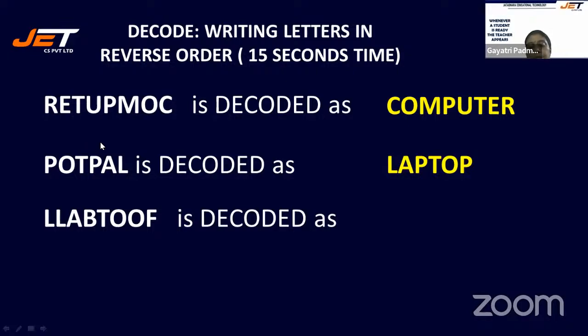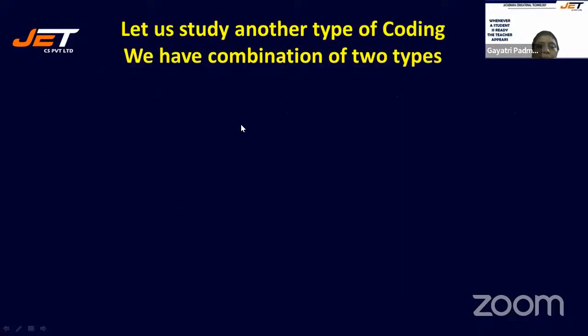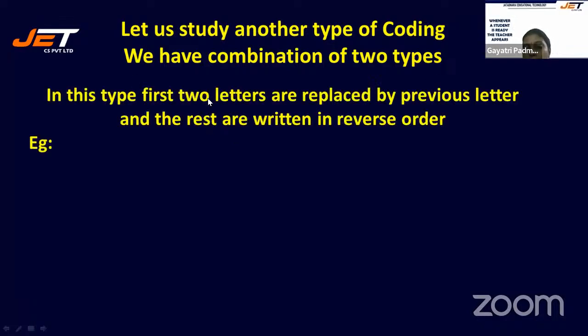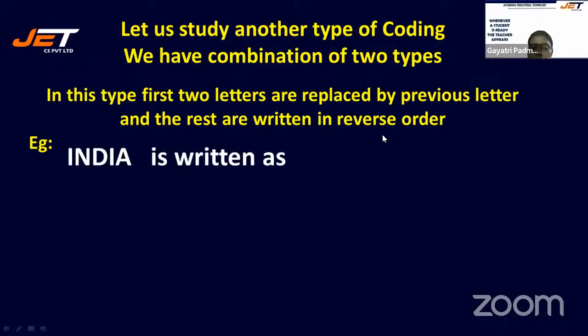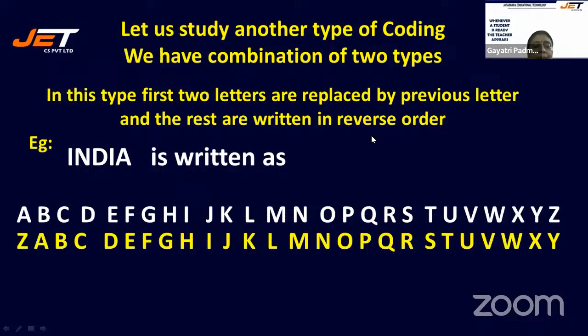LLABTOOF is decoded as football. FOOTBALL. All right. Now let us study another type of coding. We have a combination of two types. In this type, the first two letters are replaced by the previous letter and the rest are written in reverse order. For example, India. So how do we write India?